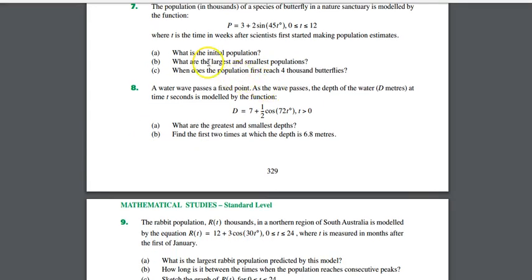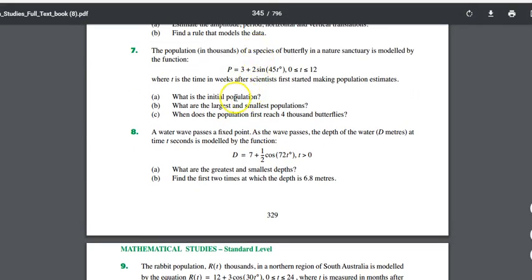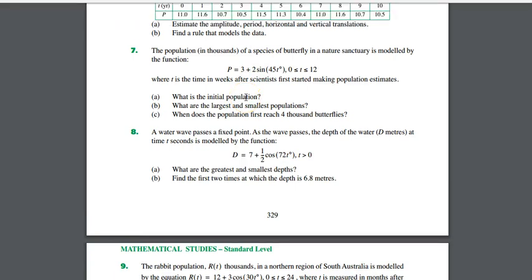Here's just a couple simple ones. In this sine function right here where it says what's the initial population, that just means we plug in a 0 for t to get the initial population. For this one, we could really use just some logic to answer the question. Remember, if you think about a sine graph, a sine graph starts on the midline. This has a midline of 3, so that's where its starting point would be. So in this case, I know that the initial population is 3,000. This is in thousands, so 3,000 would be the initial population.